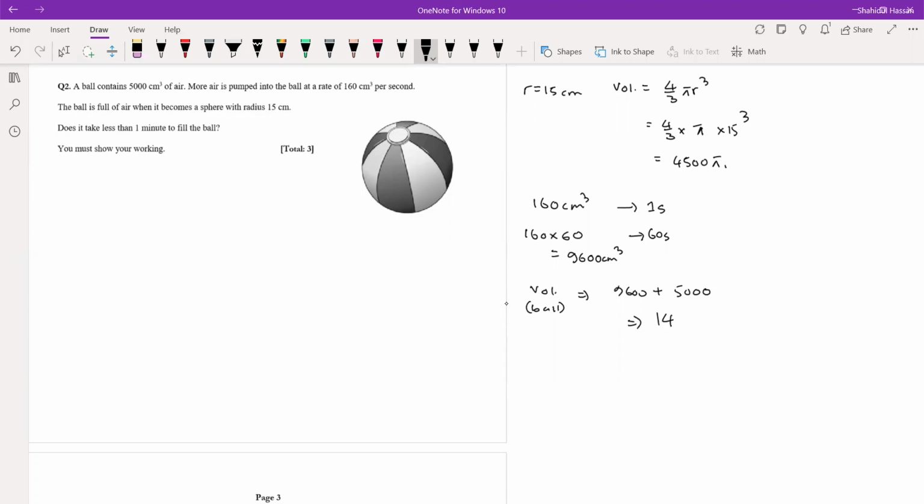Do we get 14,600? Yes. And 4,500 pi, can you give me the value? Use the value of pi as 3.14. It's 14,137.16.